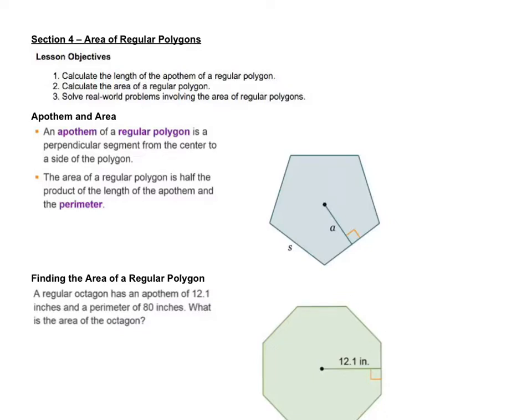Hello and welcome back. This is another video in geometry for Unit 8, and this is Section 4, a section about the area of regular polygons.